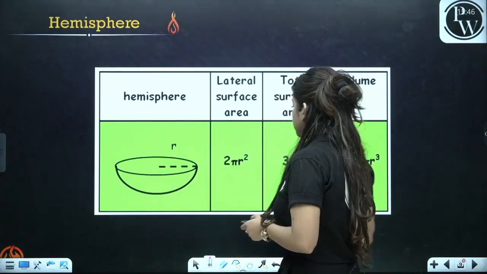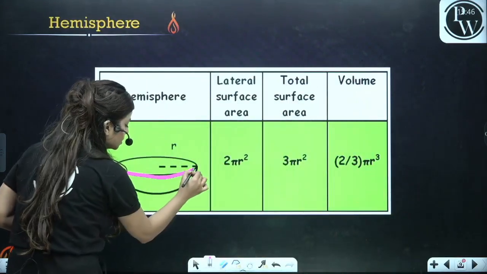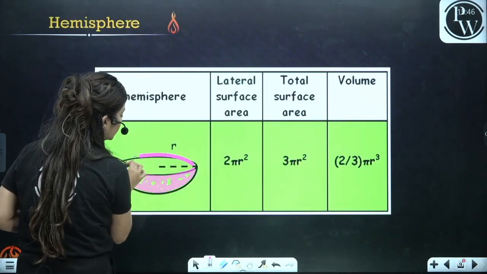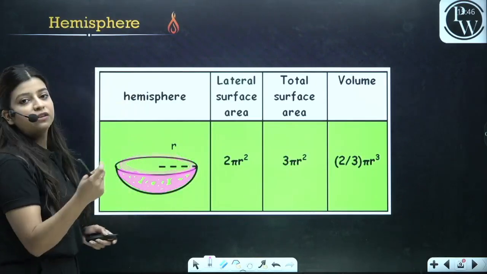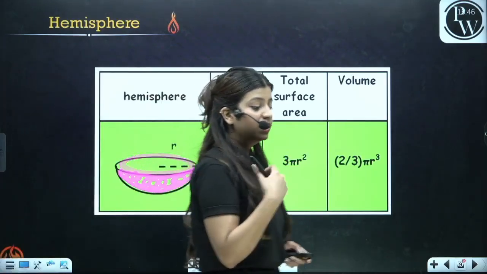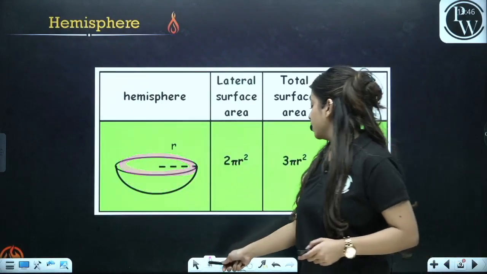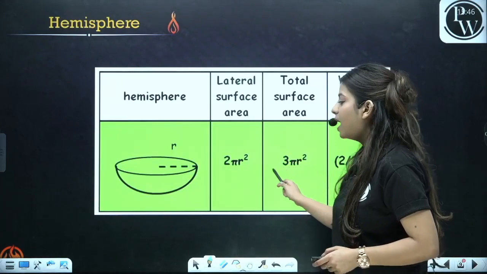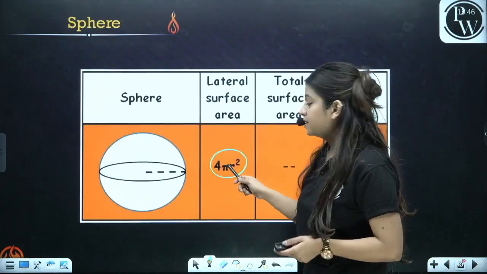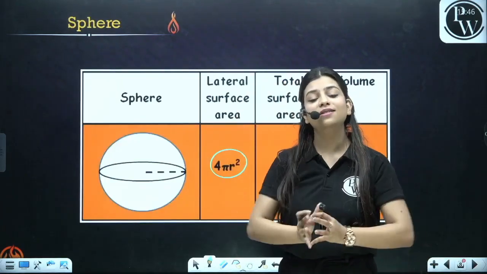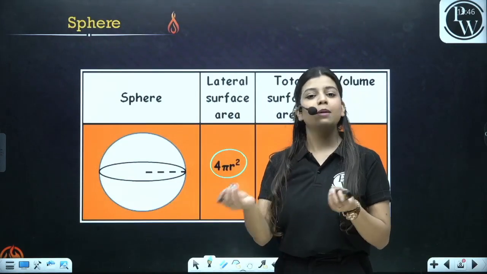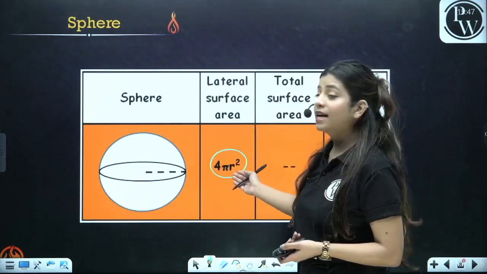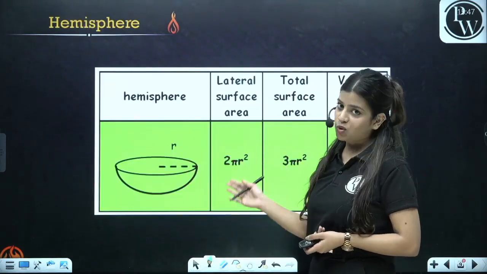But in case of a hemisphere, beta, along with this spherical part, we have this part also. So there comes a difference between the total surface area and the curved surface area of your hemisphere. Over here we can write that the curved surface area is 2 pi r square. If the whole sphere has a surface area of 4 pi r square, so a hemisphere is what? Half of a sphere. So the surface area will be halved. In case of the sphere it has 4 pi r square, in this case it has 2 pi r square.